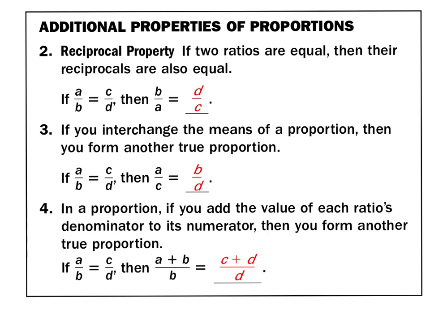Reciprocal property says if 2 ratios are equal, so if A over B equals C over D, if you just flip them on both sides, they're also equal. Look at that, B over A equals D over C. That's what, by definition, reciprocal means: the numerator becomes the denominator, and the denominator becomes the numerator.